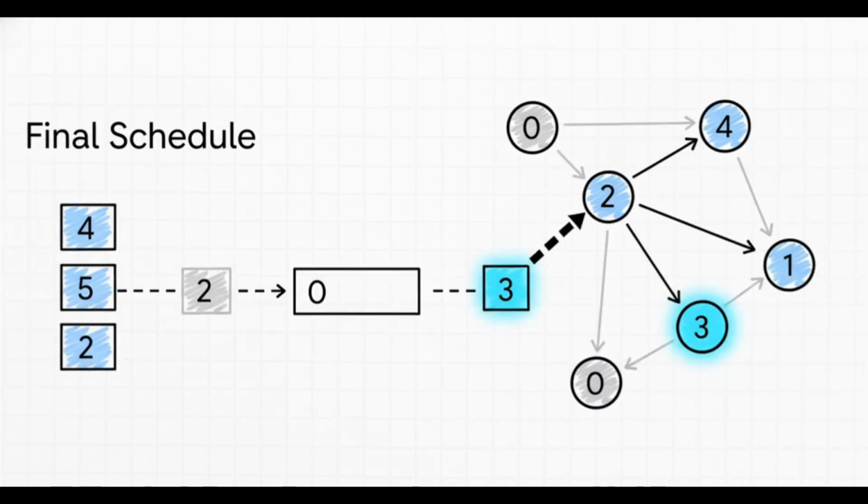And the process just keeps going. With 4 and 5 on our schedule, we can now pull course 2 from the queue. And when we complete course 2, that satisfies the prerequisite for course 3, which now has an in-degree of 0, and you guessed it, it gets added to the queue. It's like a chain reaction, just systematically unlocking one course after another.